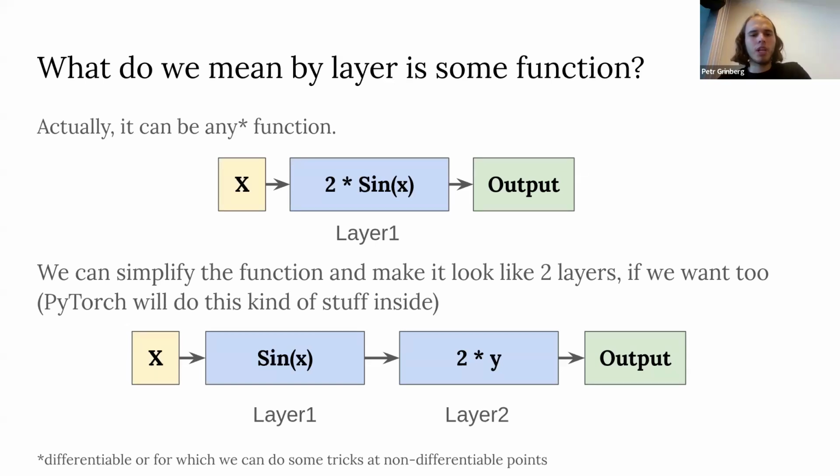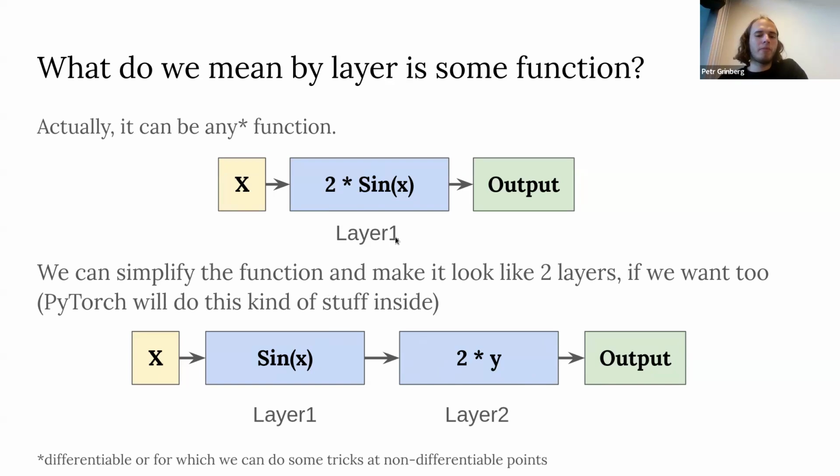And the definition of what is a layer is not very strict. At least I haven't heard a strict definition that everyone agrees on. So I would define it like this: a layer is absolutely any function. And if you want, you can simplify it and make one layer look like 2 layers. For example, you have one layer which does 2 multiplied by sinus of its input. You can say that this is one layer, but if you want, you can say that this is 2 layers. First one calculates the sinus, and the second one multiplies by 2. We actually do not care, and PyTorch will do this kind of stuff inside. Instead of calculating this directly, it will calculate at first sinus and then multiply it by 2.